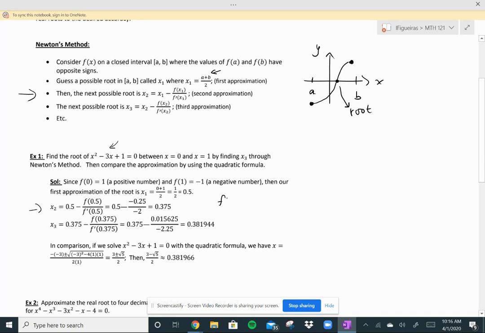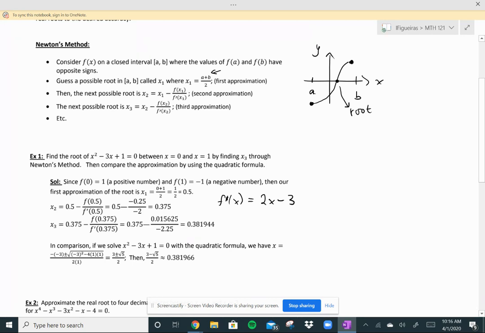And remember, f prime, well, you need to compute what the derivative is, and that is just 2x minus 3. So you plug in 0.5 into 2x minus 3, and that's what you get in the denominator of the fraction. So x sub 2, when you do that computation, has a value of 0.375. So that's our guess for where the root exists.